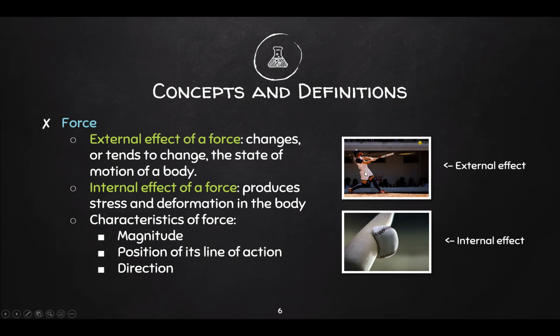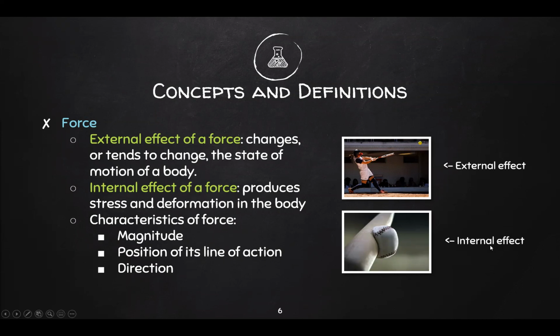So as you can see, if we're focusing on the change in direction of the ball as it is being hit by your baseball bat, we're calling that the external effect, the change in motion. However, if we zoom in and if we focus on the way the ball deforms as it is being hit by your baseball bat, then we are considering the internal effect of force.